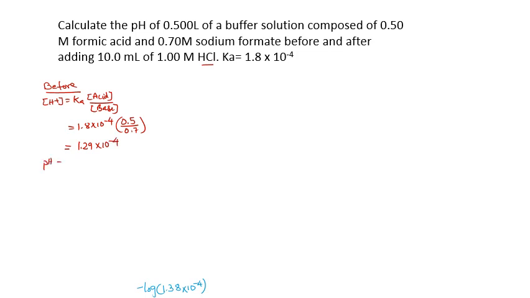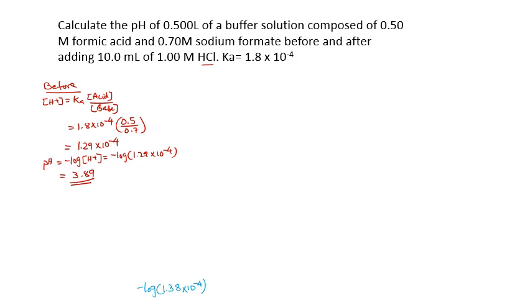That's our hydrogen ion concentration. And then we can calculate pH, negative log hydrogen ion concentration. So that will be negative log 1.29 times 10 to the power negative 4. Now we can get this answer as 3.89. The pH is 3.89. So that's an acidic buffer.